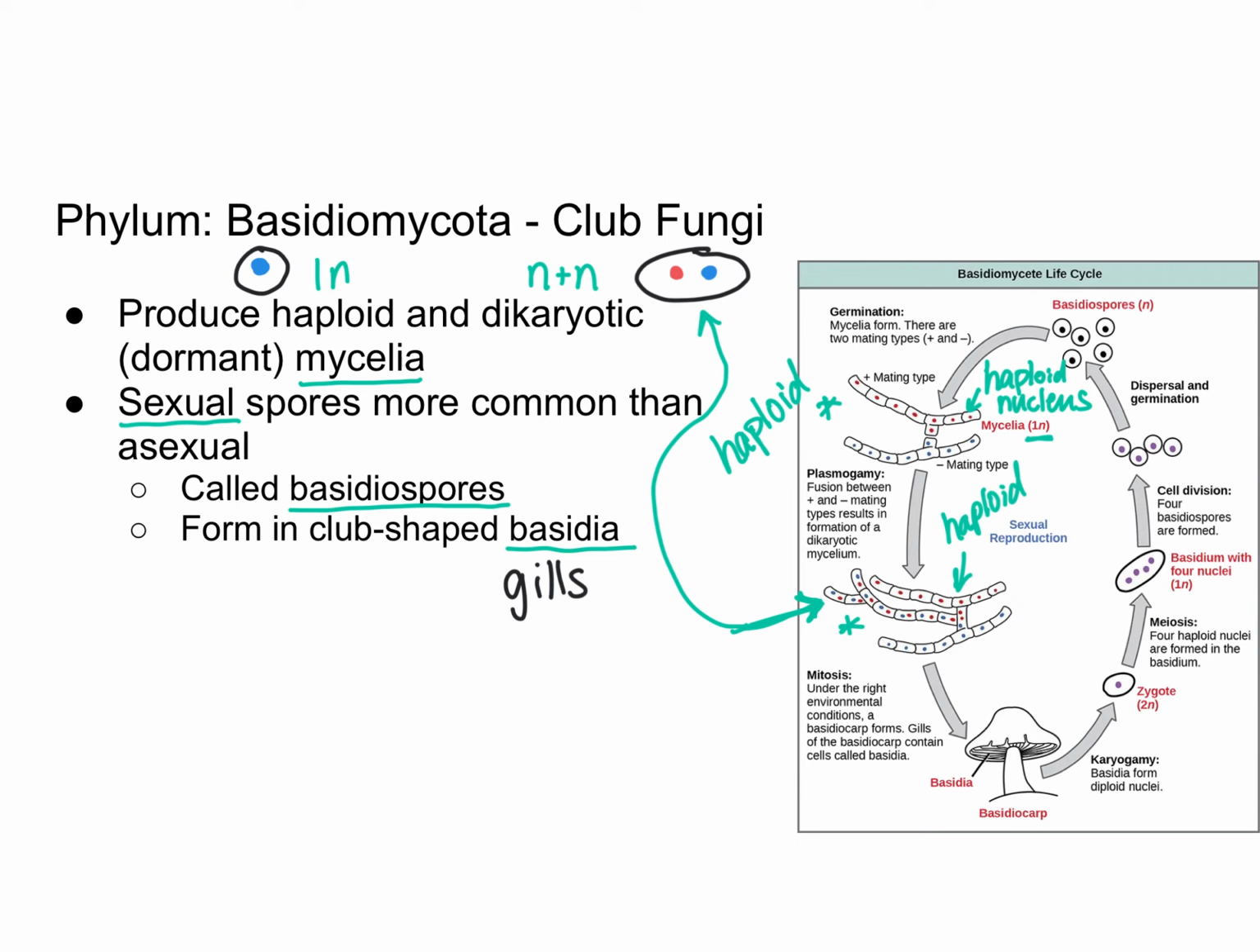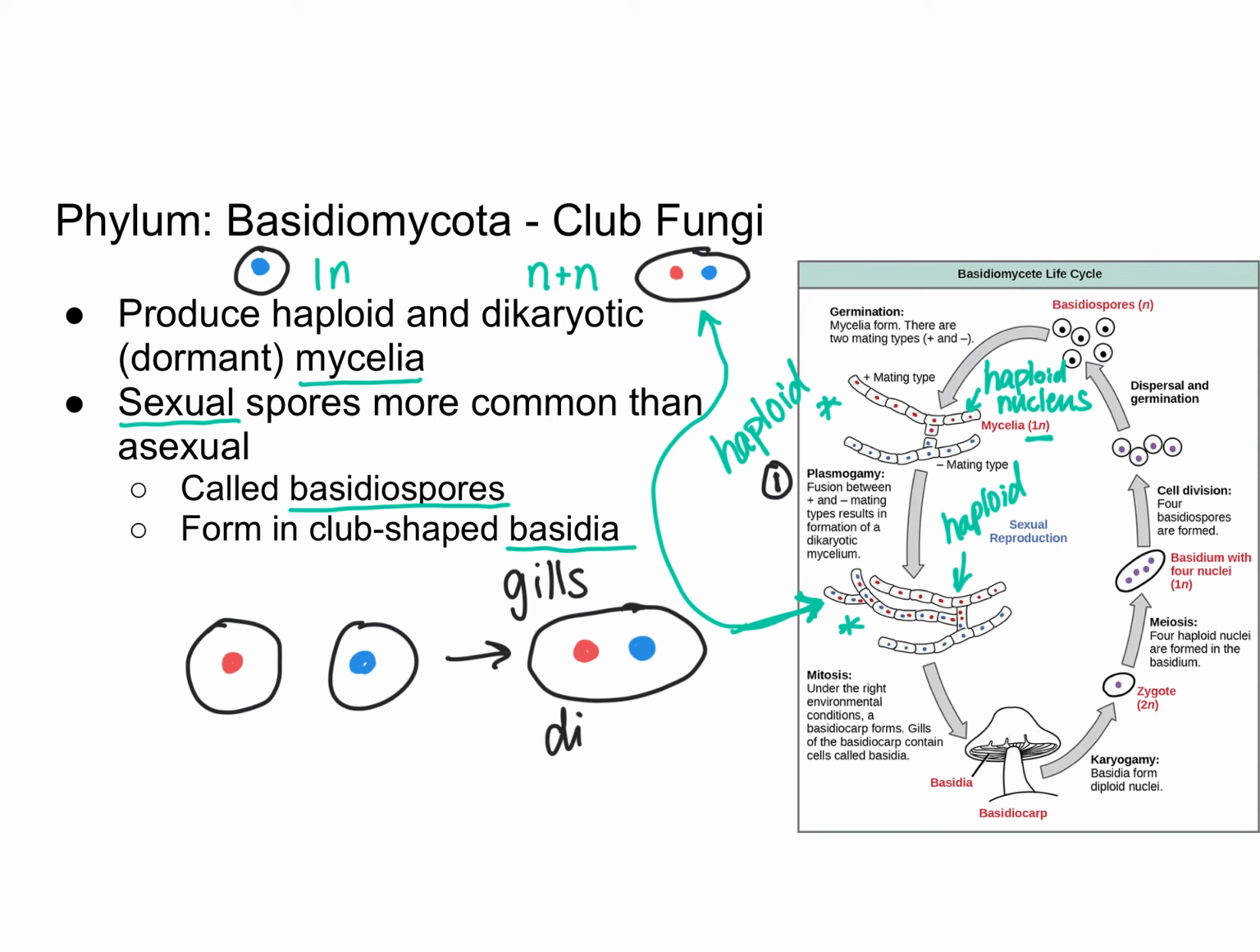The production of a dikaryon from haploid cells occurs during plasmogamy. Remember that plasmogamy is where you have two cells with a haploid nucleus in each, and their cell membranes, cell walls, and cytoplasm fuse, but the nuclei do not fuse. So we end up with this single cell that has multiple haploid nuclei, and this is the dikaryon.